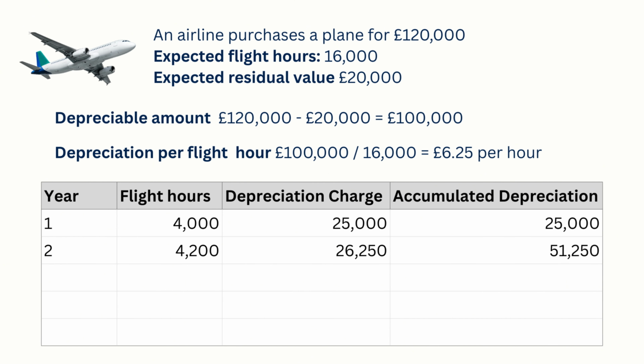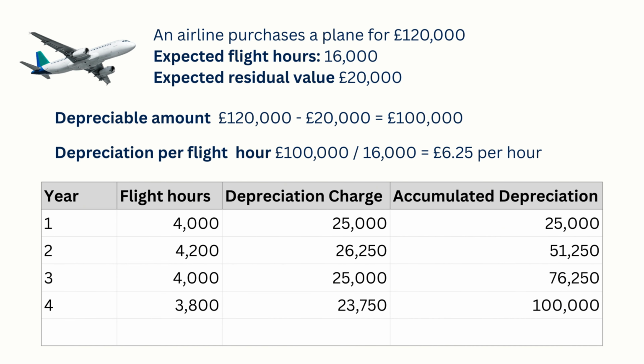In year 2, usage increases to 4,200 hours, giving depreciation of £26,250. In year 3, the plane flies 4,000 hours, so depreciation is £25,000. And in year 4, usage decreases to 3,800 hours, giving depreciation of £23,750. Over the 4 years, total flight hours equals 16,000, and total depreciation equals £100,000, which matches the depreciable amount. This confirms the calculation is correct.